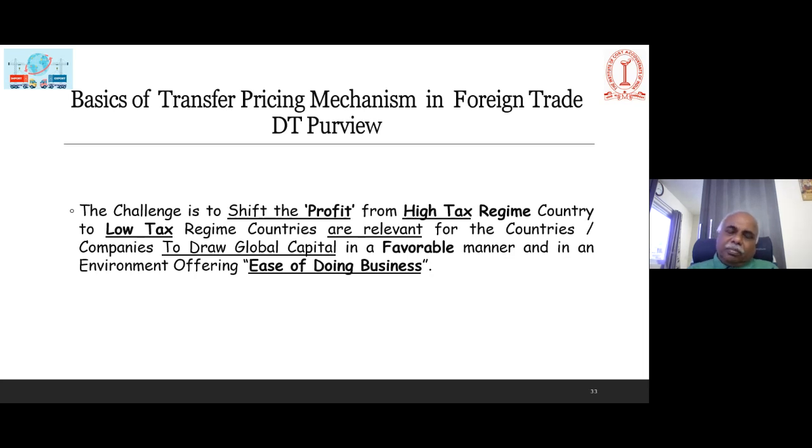Today, business means I have to satisfy all the stakeholders, not only shareholders: the employees, the government, all of them. Then I have to earn profit. It is not a tax evasion system.